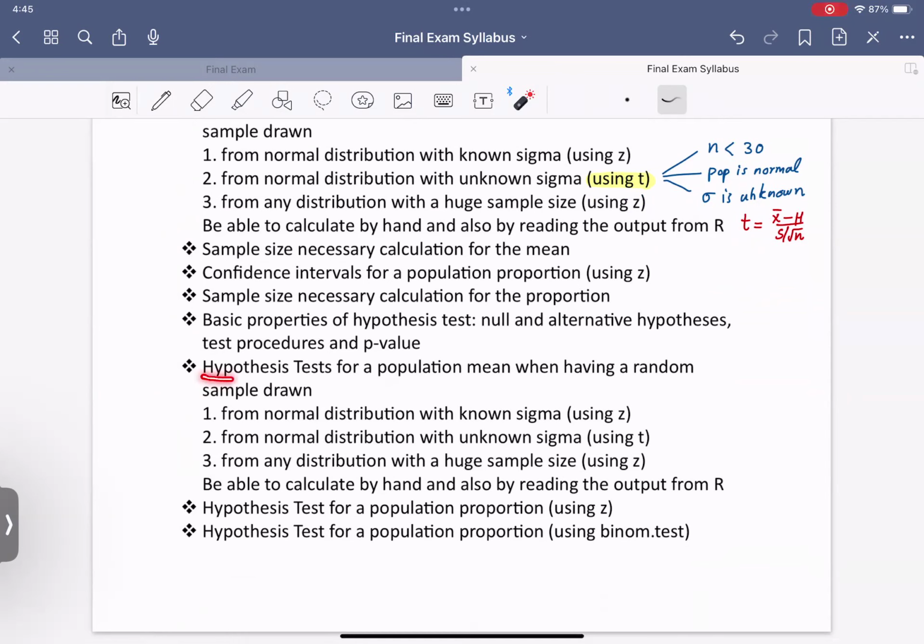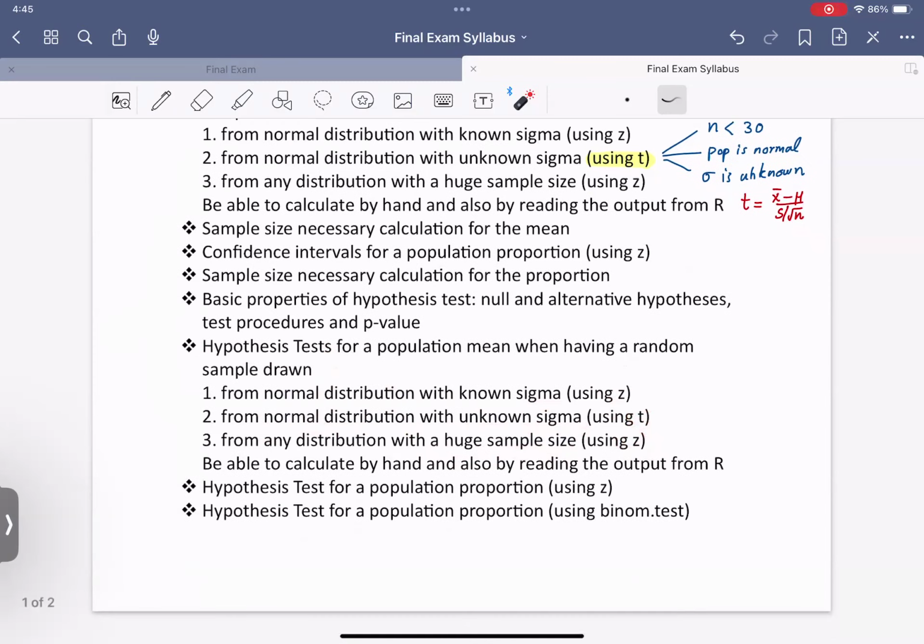And then also, similar to confidence interval, but this time hypothesis test. You're going to see the question that asks you about the hypothesis test when you work with a random sample drawn from a normal distribution with known sigma. Again, you use C. If you get a sample pulled from the normal population with unknown sigma and a small sample, you use T. But when you have a huge sample size, that means the central limit theorem can be applied as well, so you're going to use the normal distribution.